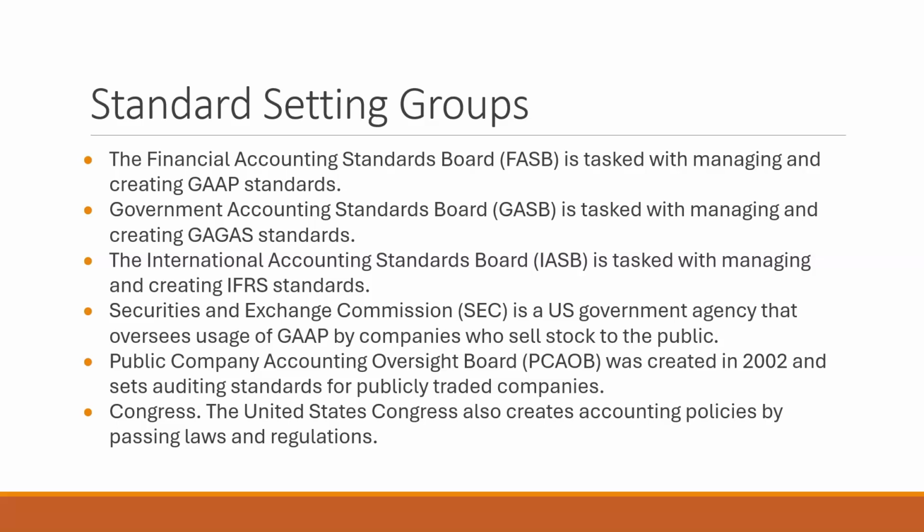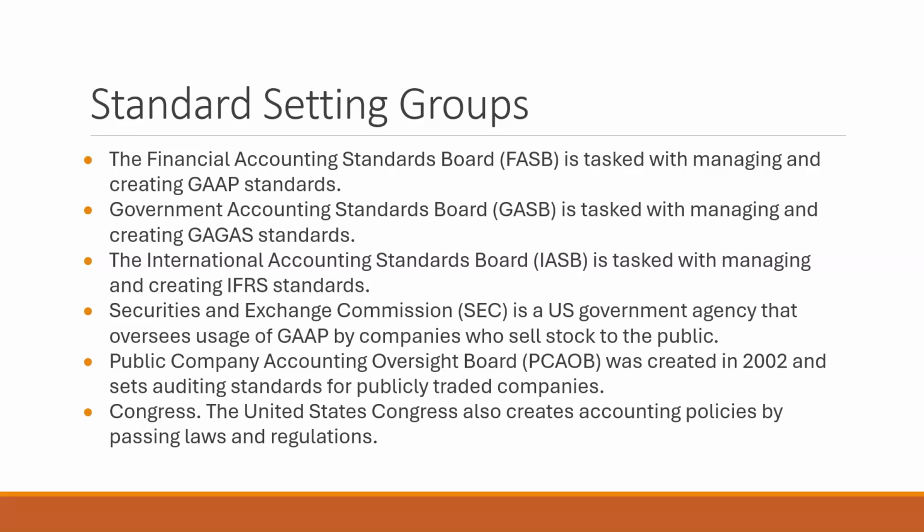So the first is FASB, which is the Financial Accounting Standards Board. They are tasked with managing and creating GAAP standards. So this is an accounting group that maintains the GAAP library and makes sure that accountants follow the GAAP library and have access to it. They also are in charge of creating new GAAP standards.